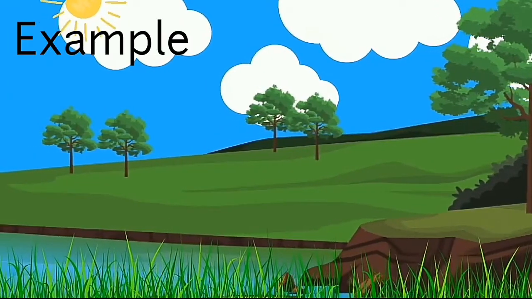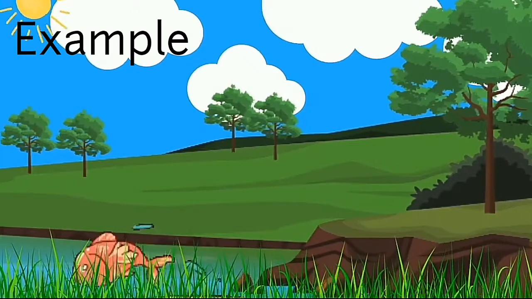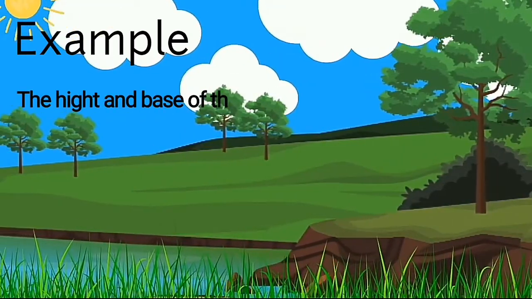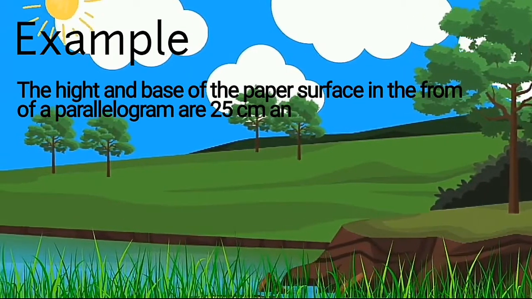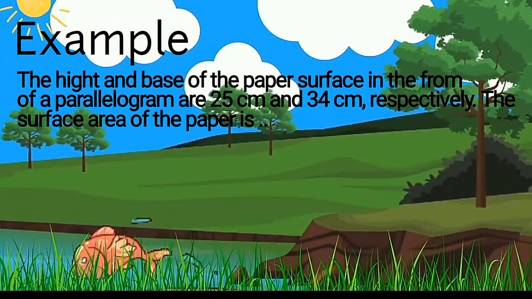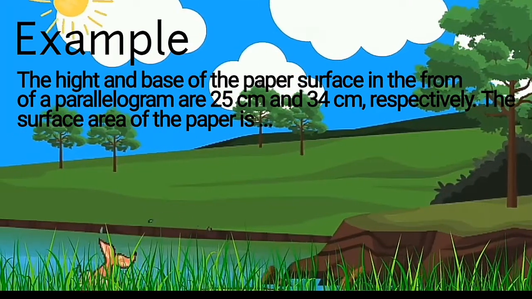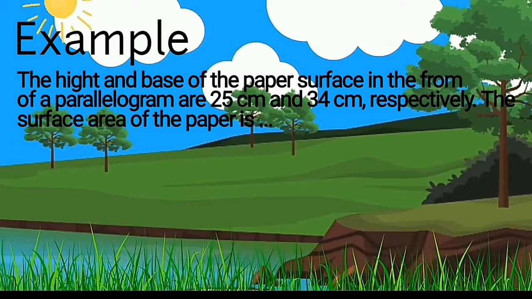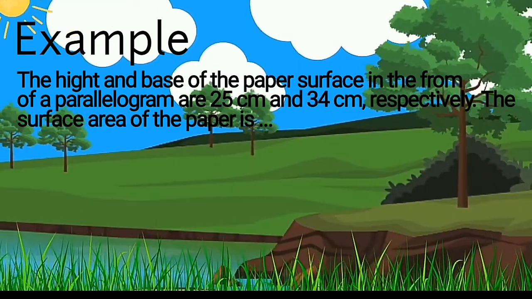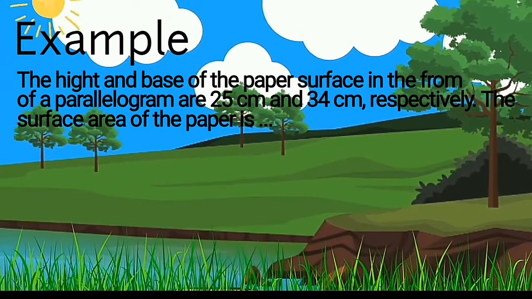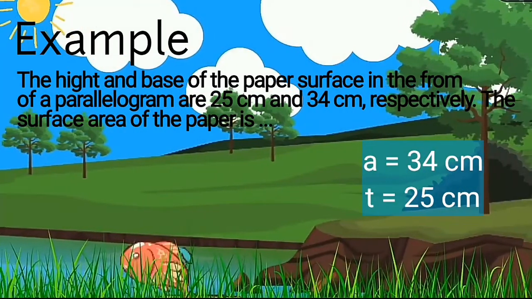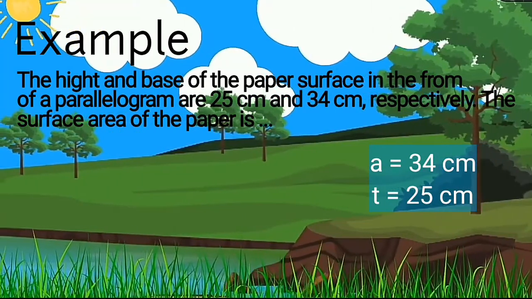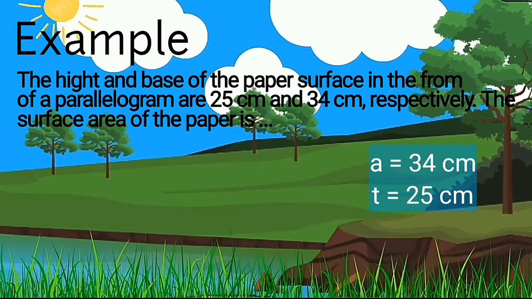Now we enter the example of a parallelogram problem. The height and base of a paper surface in the form of a parallelogram are 25 centimeters and 34 centimeters, respectively. What is the surface area of the paper? A equals 34 centimeters and T equals 25 centimeters.